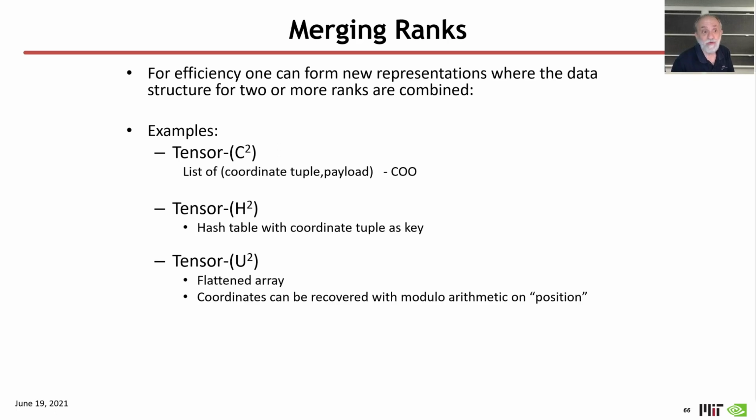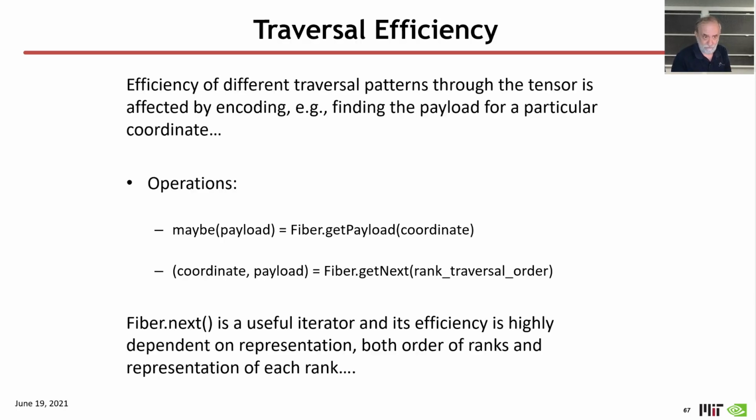I can have a U squared. This is like a flattened array, and I can recover the original coordinates with modular arithmetic on the position of a lookup in that array. Or I could have a flattened run length encoded sequence, where I'm sort of combining two run length encoded levels into a single rank R squared.